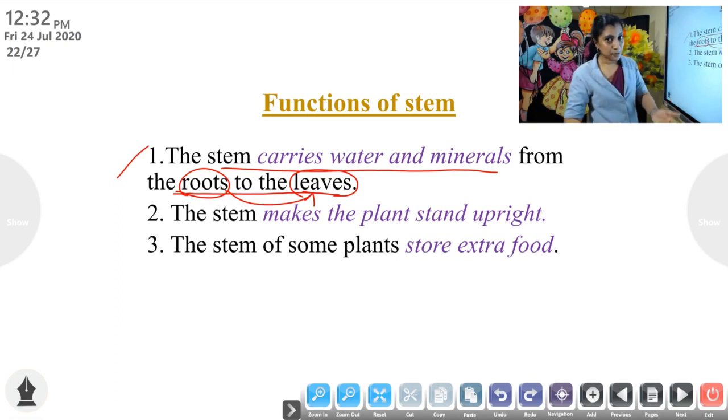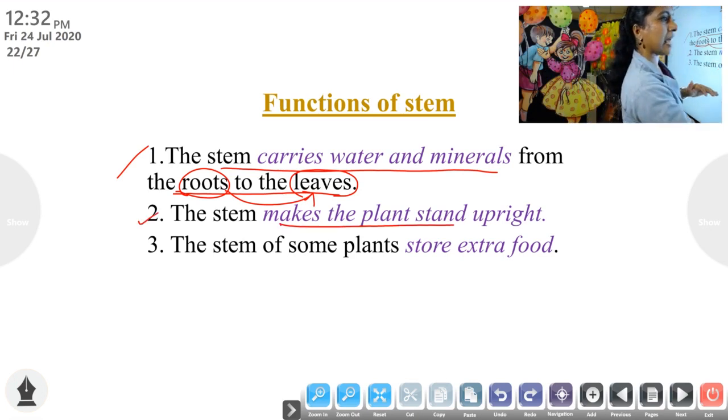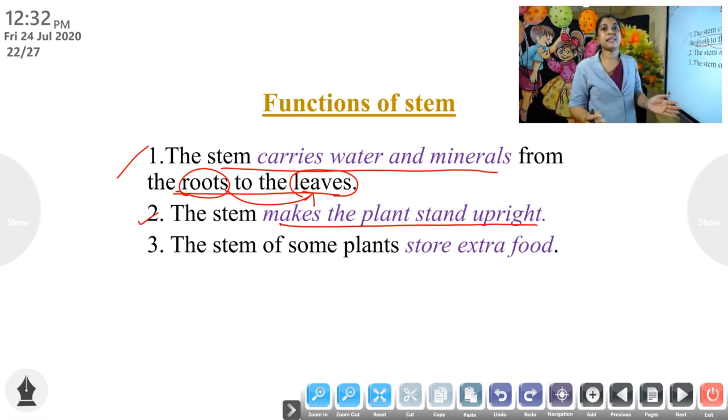So, you know that roots absorb water and minerals from the soil, and from the roots, the stem carries that water and minerals to the leaves. For what? For preparing food. Second point, the stem makes the plant stand upright. The stem makes the plant stand straight. That is the meaning. Okay?